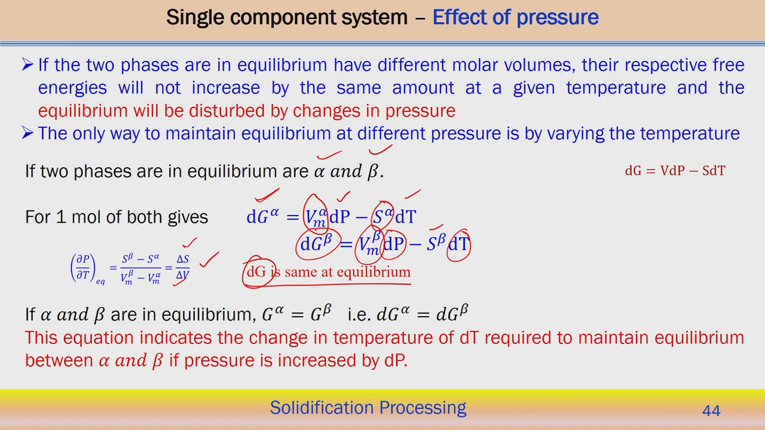So if alpha and beta are in equilibrium, definitely G alpha equals G beta, and at the same time the change of the Gibbs energy will also be equal. So this equation indicates the change in temperature dT required to maintain the equilibrium between alpha and beta if pressure is increased by dP. Definitely, if there is an increment of the pressure, it is some positive finite value. So, to maintain the equilibrium, the temperature needs to be adjusted accordingly, just to maintain the equilibrium condition between these two phases. So, that is the effect here.